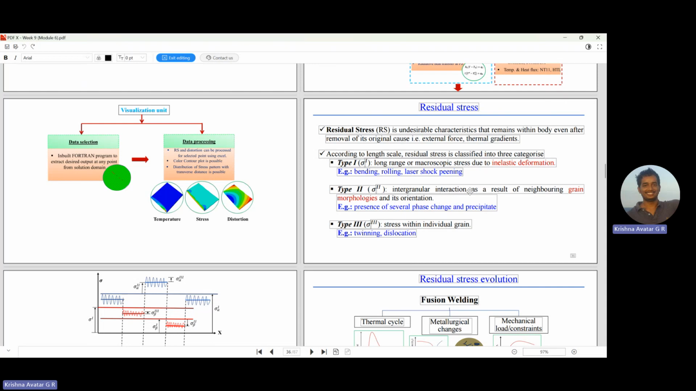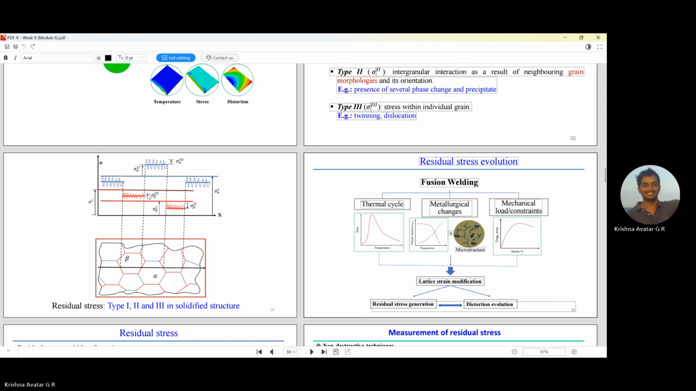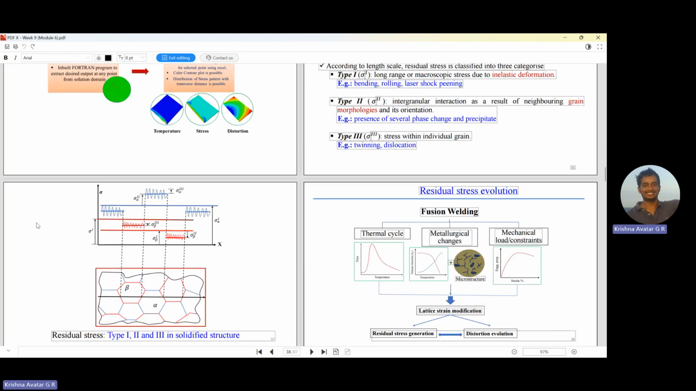In type 2 we have intergranular interaction as a result of neighboring grain morphologies and orientation, and the presence of several phase changes and precipitates. Type 1, as we recall, is long range or macroscopic stress due to inelastic deformation, and this can be corrected to some extent. Type 2 arises from intergranular interaction as a result of neighboring grain morphologies. Taking one phase of this material, we have sigma 1, sigma 2 and sigma 3 as residual stress contributions.